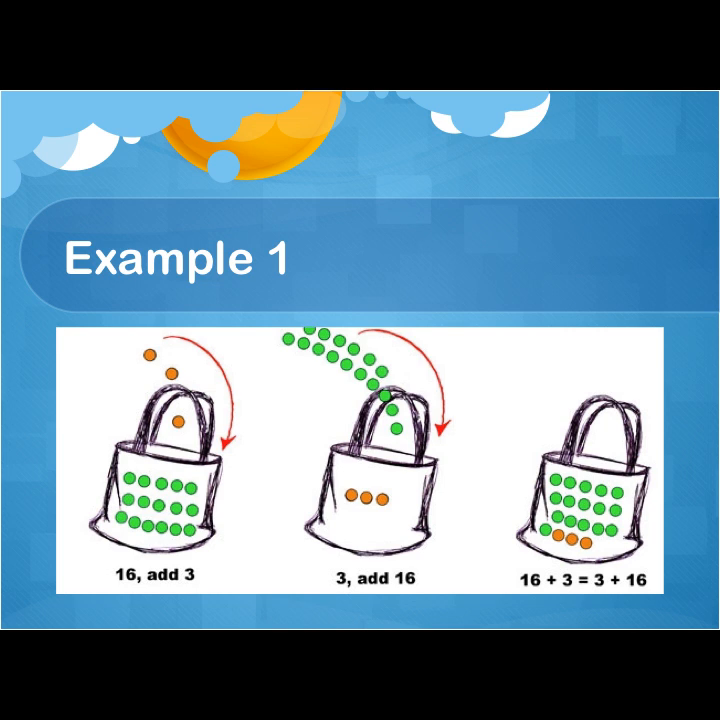Example 1 is a visual representation of the commutative property. In the first bag, there are originally 16 green marbles. Then, 3 orange marbles are added in, making 19 total. In the second bag, there are 3 orange marbles originally. Then, 16 green marbles are added in, again making 19 total in the bag. As you can see, it does not matter which marbles originally start in the bag. In the end, there are still 19 total.